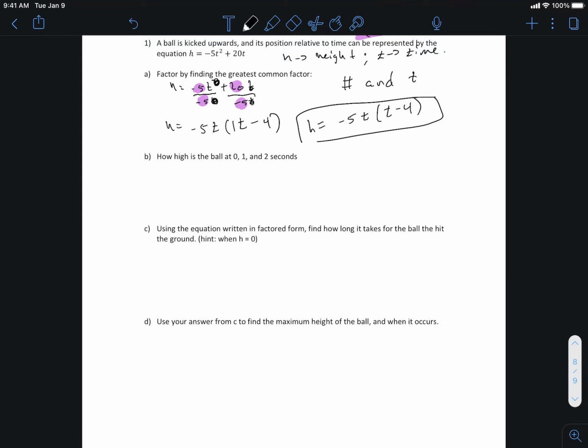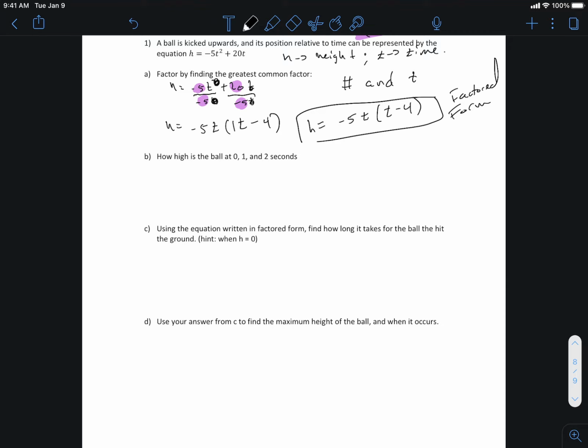You could then tell me, okay, well, if I asked you, oh, I did ask you, so we're going to wait to do that, but that's us in factored form, okay? Remember, factored form tells us about the roots or the solutions or the x-intercepts or zeros. Any of those four things all mean the same thing, okay? So the next question here is, how high is the ball at 0, 1, and 2 seconds? That's what we want to know here.